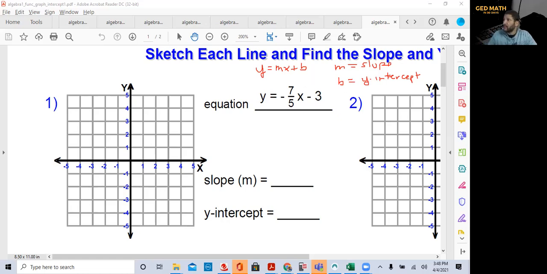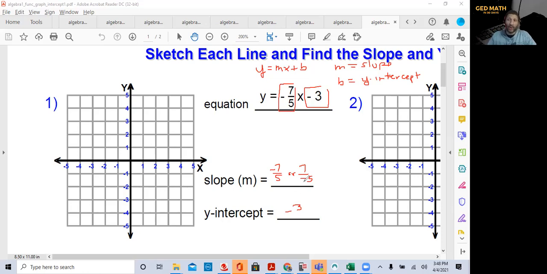So if you look at this here, we're going to identify the slope. Whatever's in front of my x, negative 7/5. So negative 7/5 could be negative 7/5, or it could be 7/5. We want to keep that in mind because we need to know our y-intercept and where we need to go, up or down. Okay, so our y-intercept is -3. That easy to be able to find your slope and y-intercept from an equation of a line in slope-intercept form.